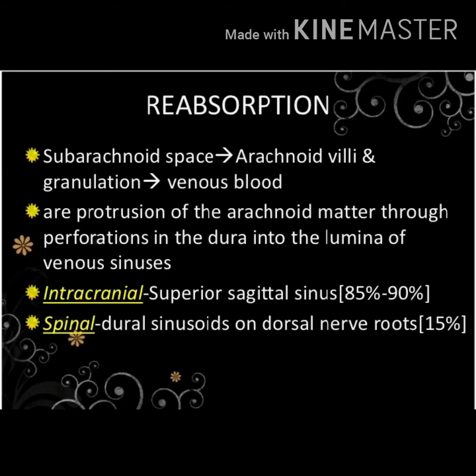After the full circulation of the CSF, it has to be reabsorbed. How is it reabsorbed? From the subarachnoid space through the arachnoid villi and granulations into the venous blood. This is the process. After this process, there is a protrusion of the arachnoid matter through perforations in the dura into the lumina of the venous sinus. In the intracranial superior sagittal sinus, 85 to 90% is absorbed, and in the spinal cord, the dural sinusoids or the dorsal nerve roots absorb 15% of the CSF.